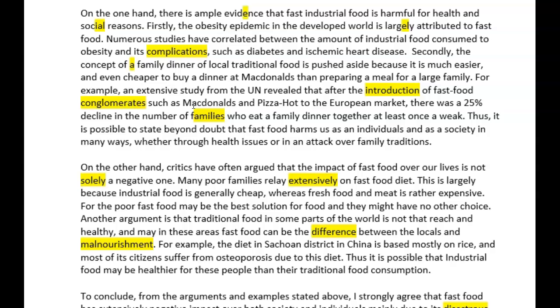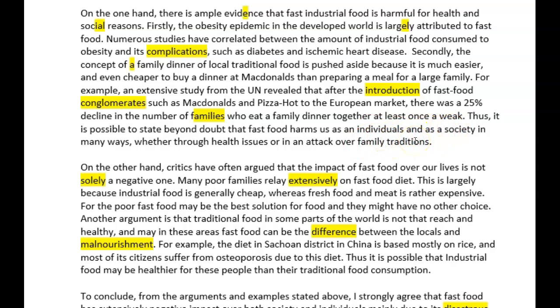Thus, it is possible to state beyond doubt that fast food harms us as individuals and as a society in many ways, whether through health issues or in an attack on family traditions. All right, good. I like this because it's on topic. You mentioned the negative effect on individuals. You mentioned the negative effect on society, or rather family. Sorry about that. Well, but family and society.